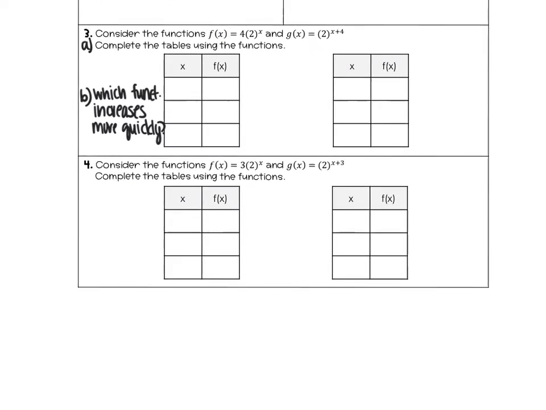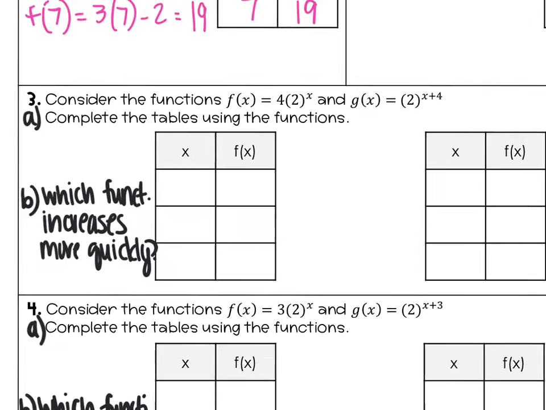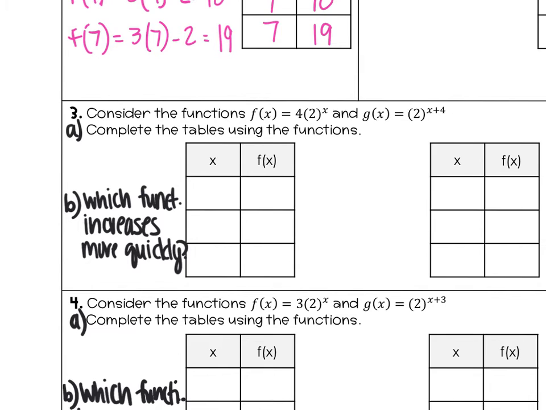And I'm going to add this to number 4 as well. So that is a question on your test, so I kind of wanted to add this in. And it just means which one's going up more quickly, has a steeper rate of change, that sort of thing. Okay, so we're still just filling out the tables for both of them. So I'm going to make this first one my 4 parentheses 2 to the x power.